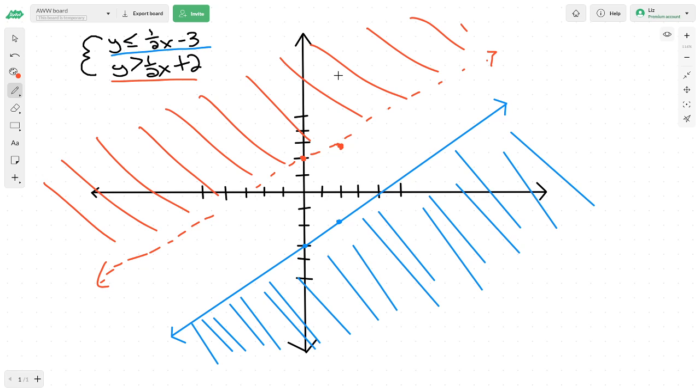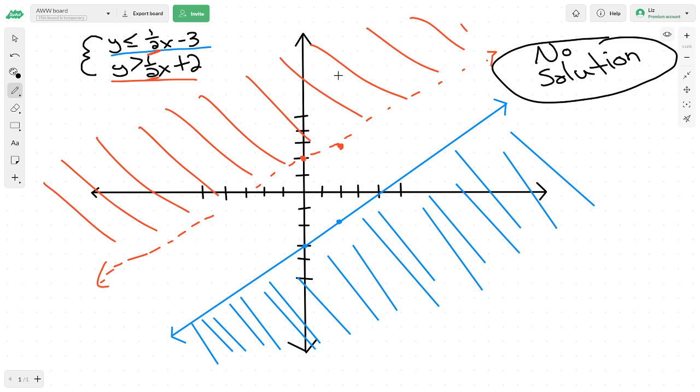These lines are parallel. They will never intersect because they have the same slope. And because of that, these shaded areas are never going to match up. So this is an example of a system of linear inequalities with no solution. There is no solution. They will not share any shaded areas.